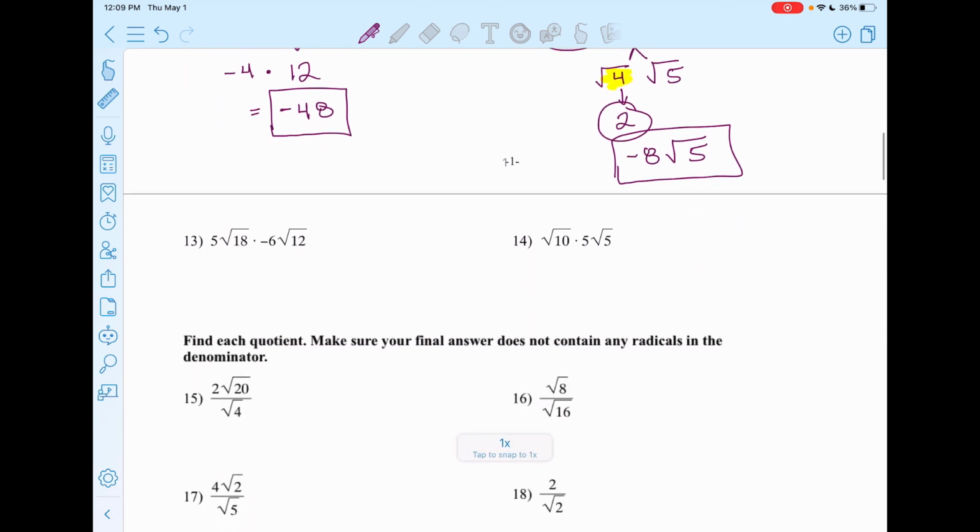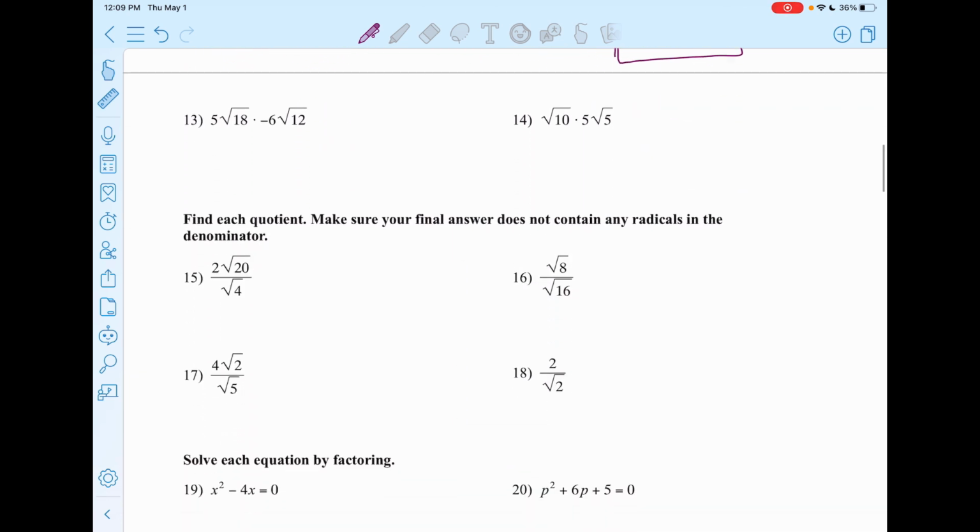Now let's move on to talking about dividing. Same thing with multiplying. When we divide radicals, we keep the outsides separate from the insides. So for number 15, there's an imaginary 1 in front of that radical 4. 2 divided by 1 is just 2. And then we divide the insides. 20 divided by 4 is radical 5.